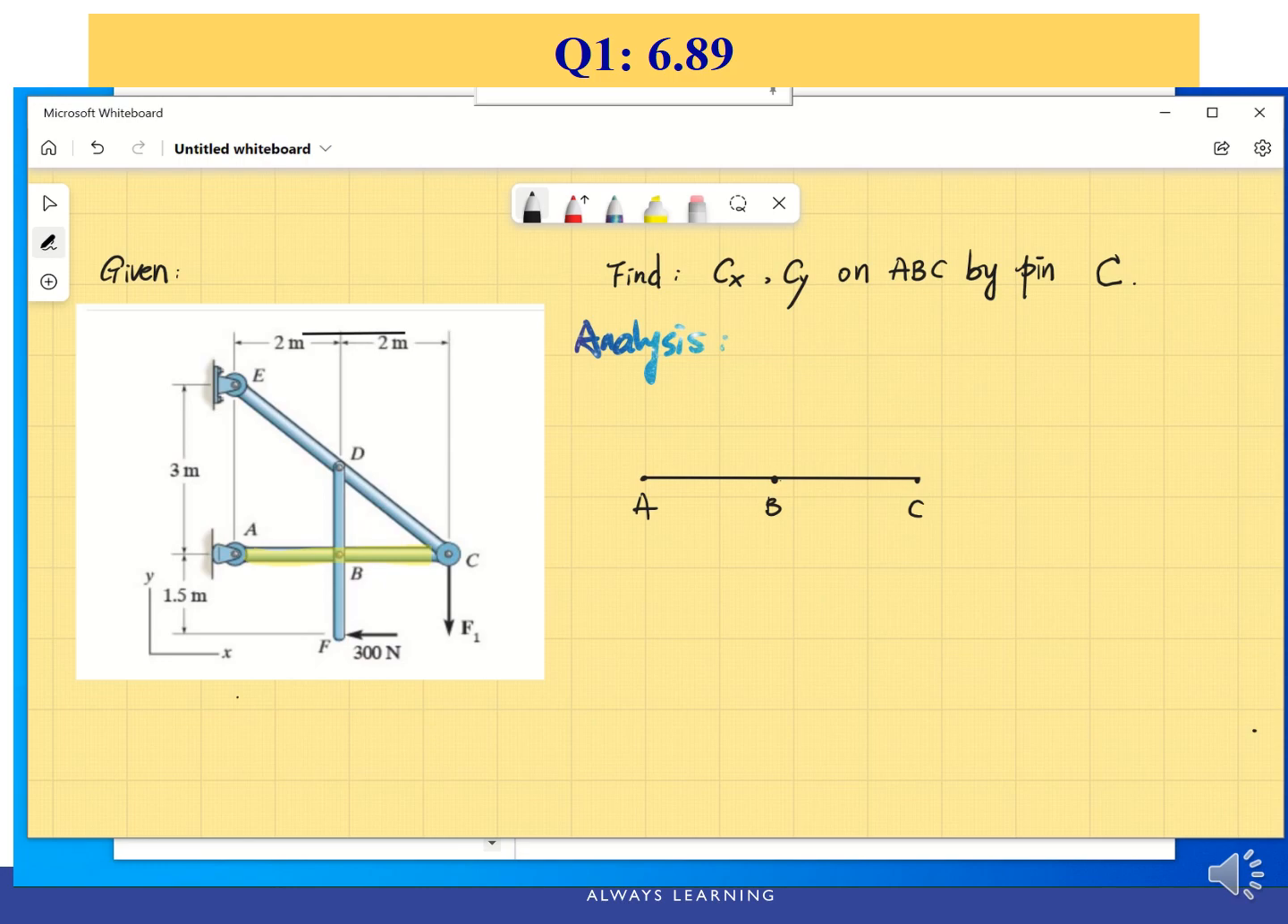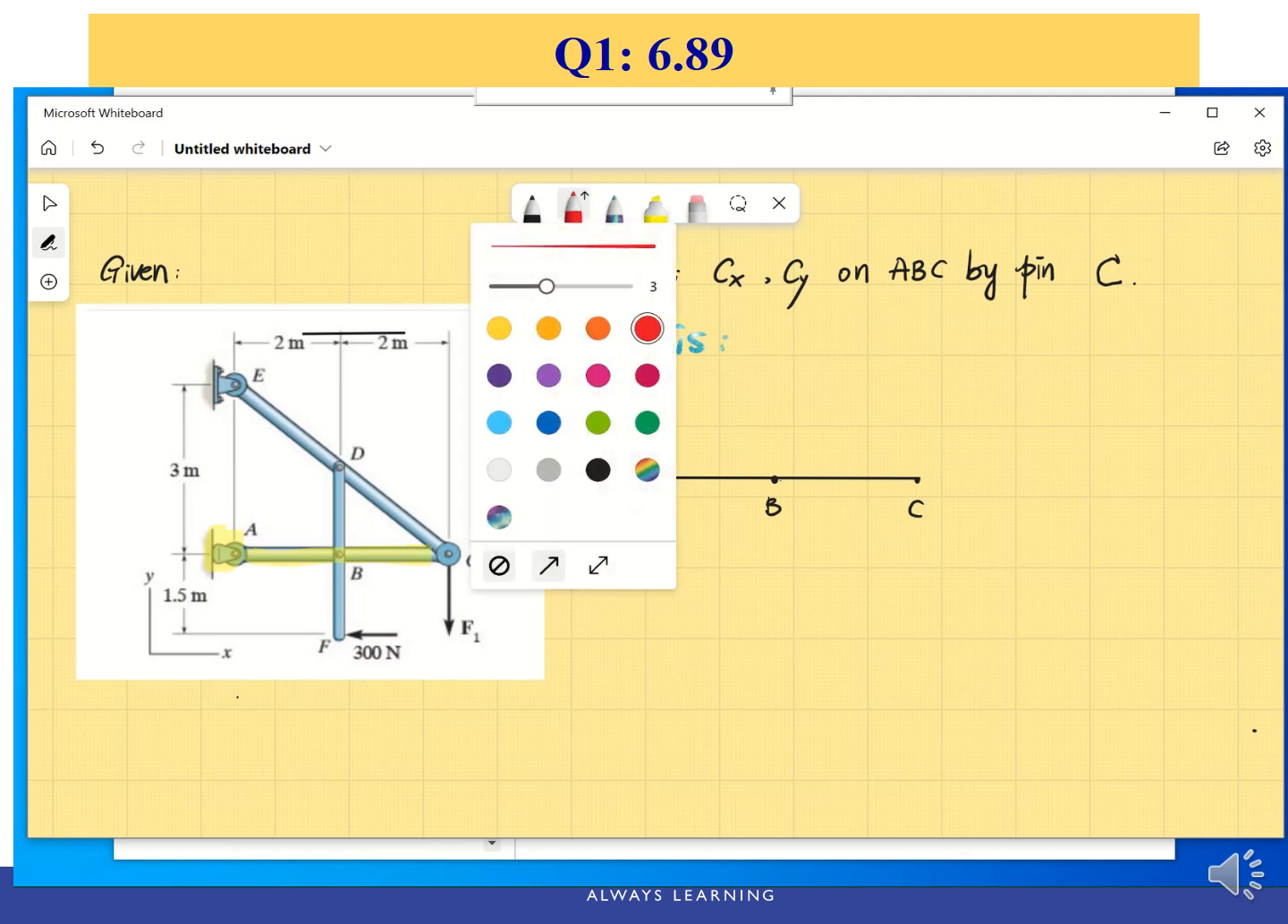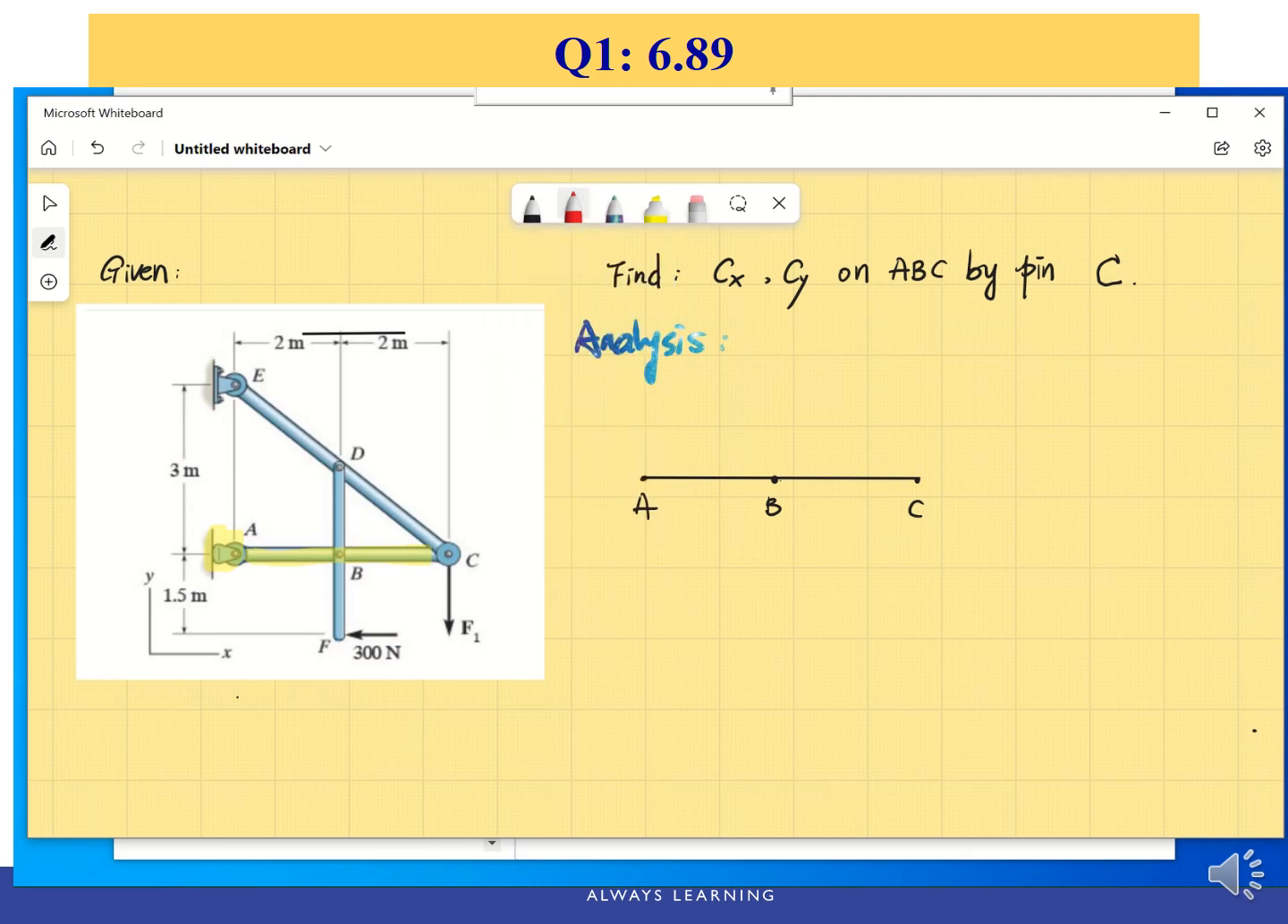So this is ABC, and start from point A. At point A, there is a rocker, so there will be one support reaction at point A, which is based on the XY coordinates. I'm going to set this as a positive X reaction. So there's only one X reaction, which is perpendicular to the vertical supporting surface. I'm going to call this AX.